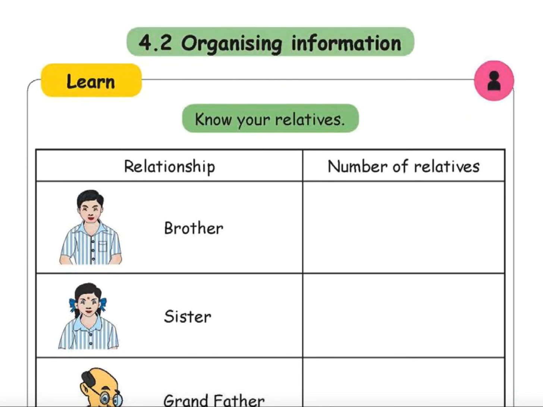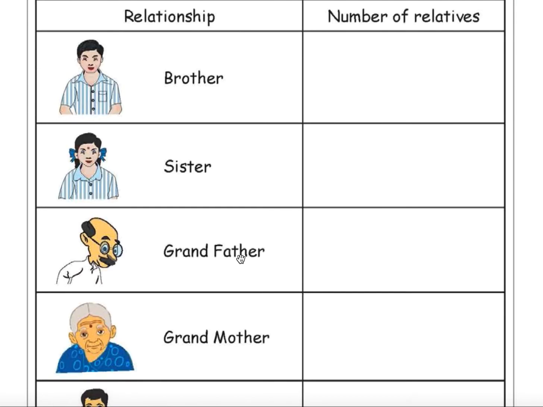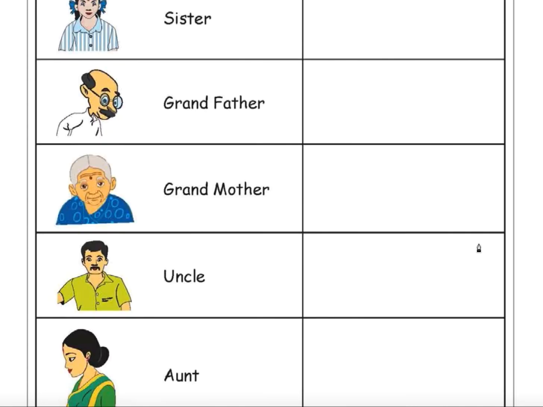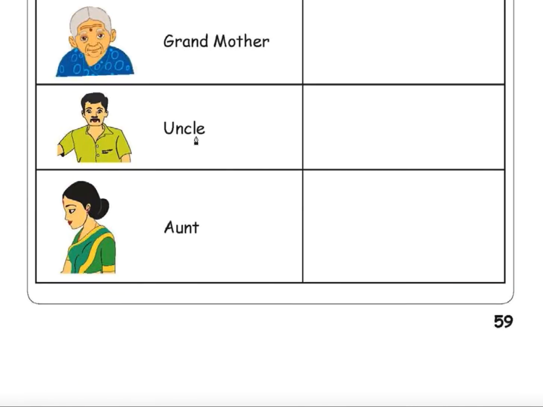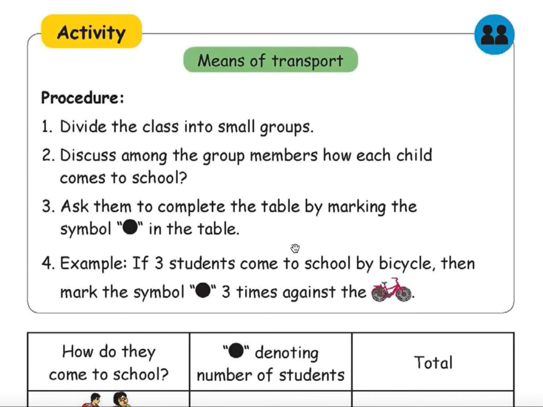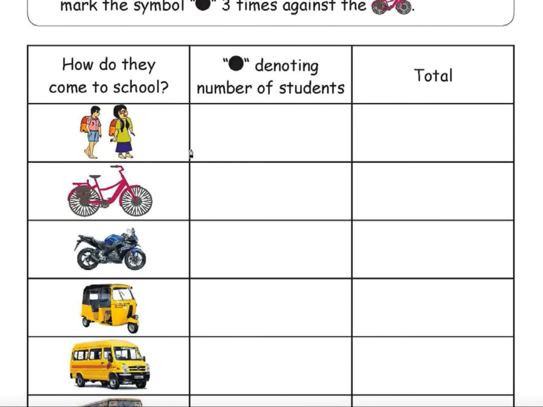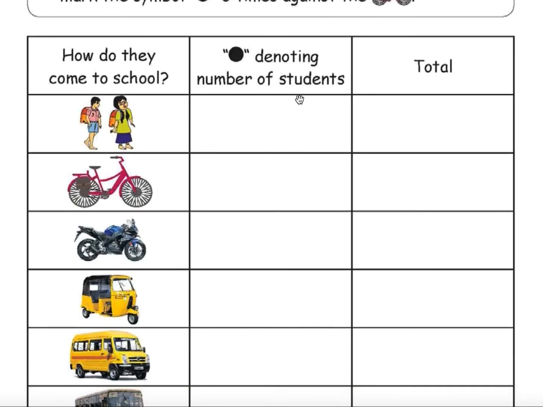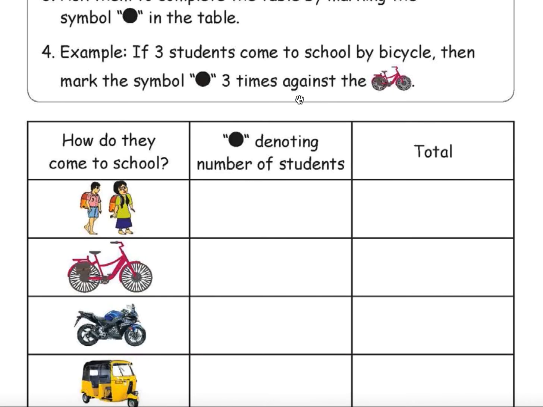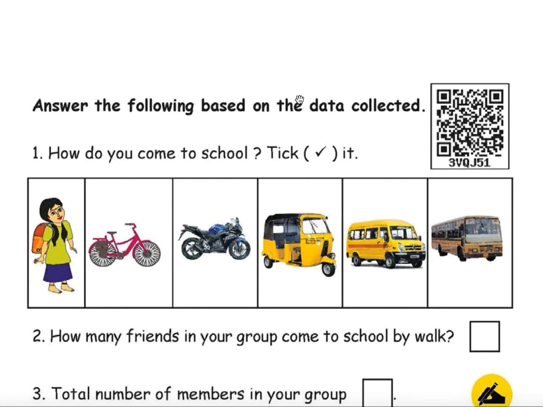Organizing information, know your relatives, relationship, brother. Number of relatives, how many brothers you have, that you have to write. Sister, how many sisters you have, how many grandfathers you have, how many grandmothers you have, how many uncles you have, how many aunts you have. Activity, means of transport, divide this class into groups. How do they come to school? This denoting number of students. That you have to do on your own.